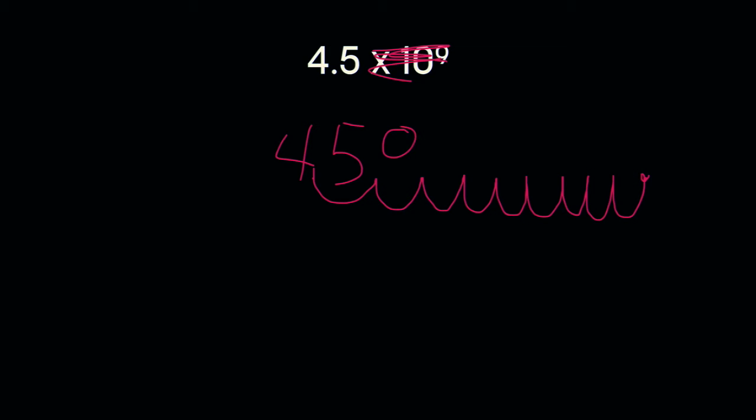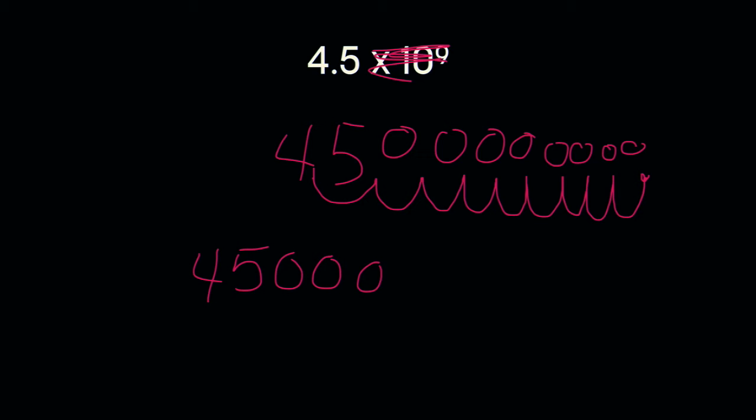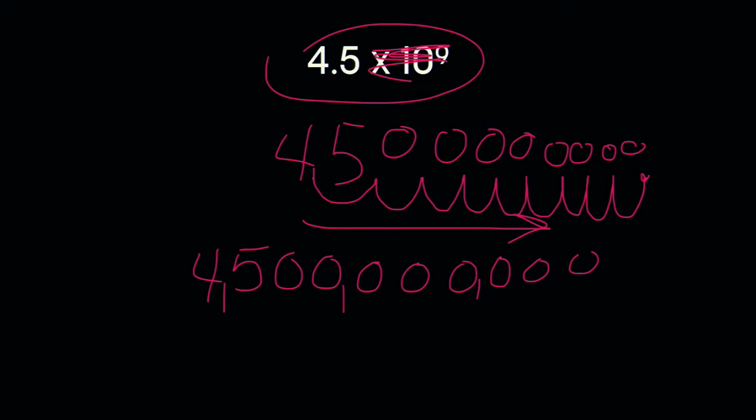Fill in with zeros. And I wind up with a number that looks like this. Get some commas. 4,500,000,000. How did I know to move my decimal place to the right? Well, because I'm taking it out of scientific notation and I had a positive exponent, when I'm taking it out, I move to the right. I'm making the number bigger.